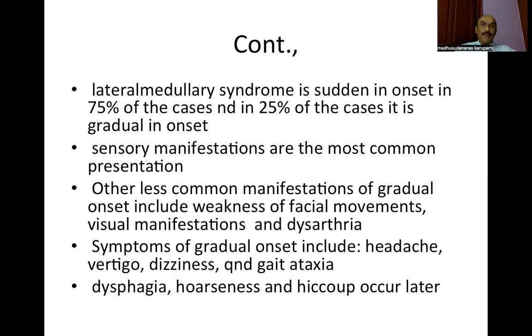Other manifestations of lateral medullary syndrome include vertigo, nausea, etc. Other less common manifestations of gradual onset include weakness of facial movements, visual manifestations, and dysarthria. Symptoms of gradual onset include headache, vertigo, dizziness, and gait ataxia. Other symptoms like dysphagia, hoarseness, and hiccup occur later.